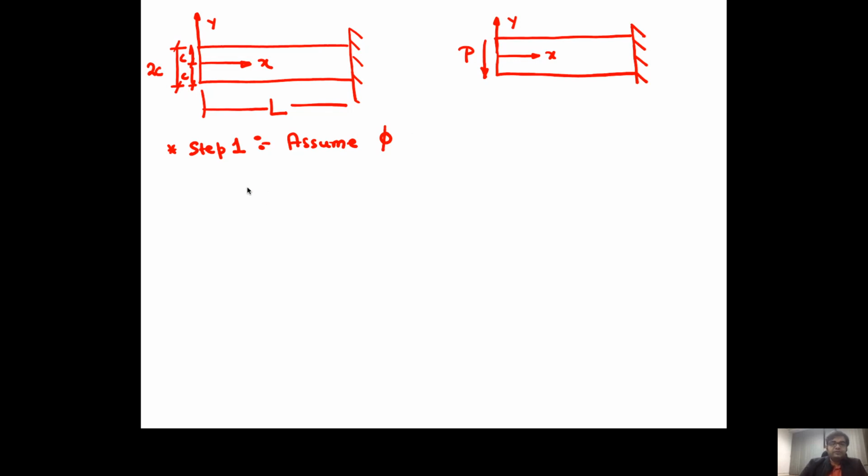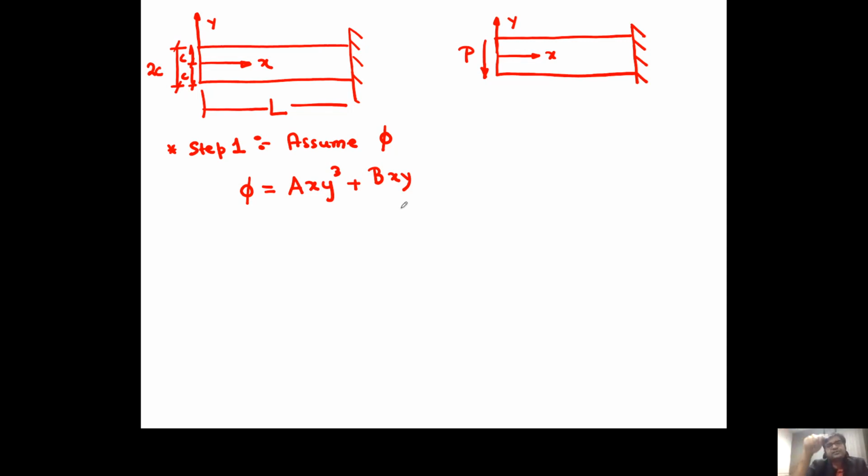We assume phi to be, say, a x y cube plus b xy. So this is what we assume. I mean, you can assume something else. It just has to satisfy certain conditions, like something should be at least of order more than 2, otherwise everything will become 0. But let us say we assume this to be our stress function.